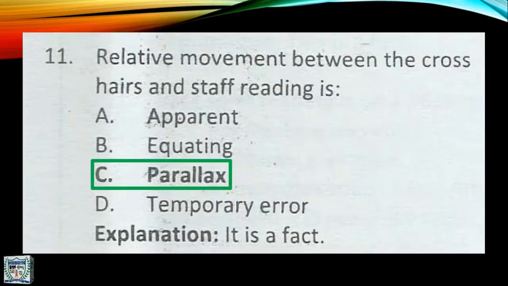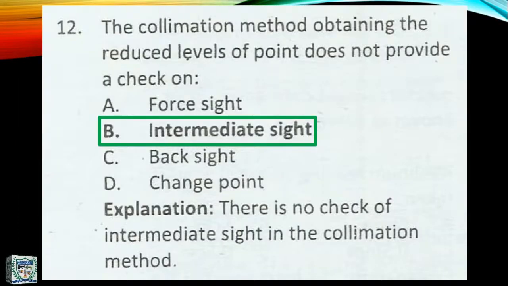It's a fact. Question 11. Relative movement between the crosshairs and the staff reading is a parallax. Option C. It's a fact. Question 12. The collimation method of obtaining the reduced levels of points does not provide a check on option B, intermediate sight. There is no check of intermediate sight in the collimation method.